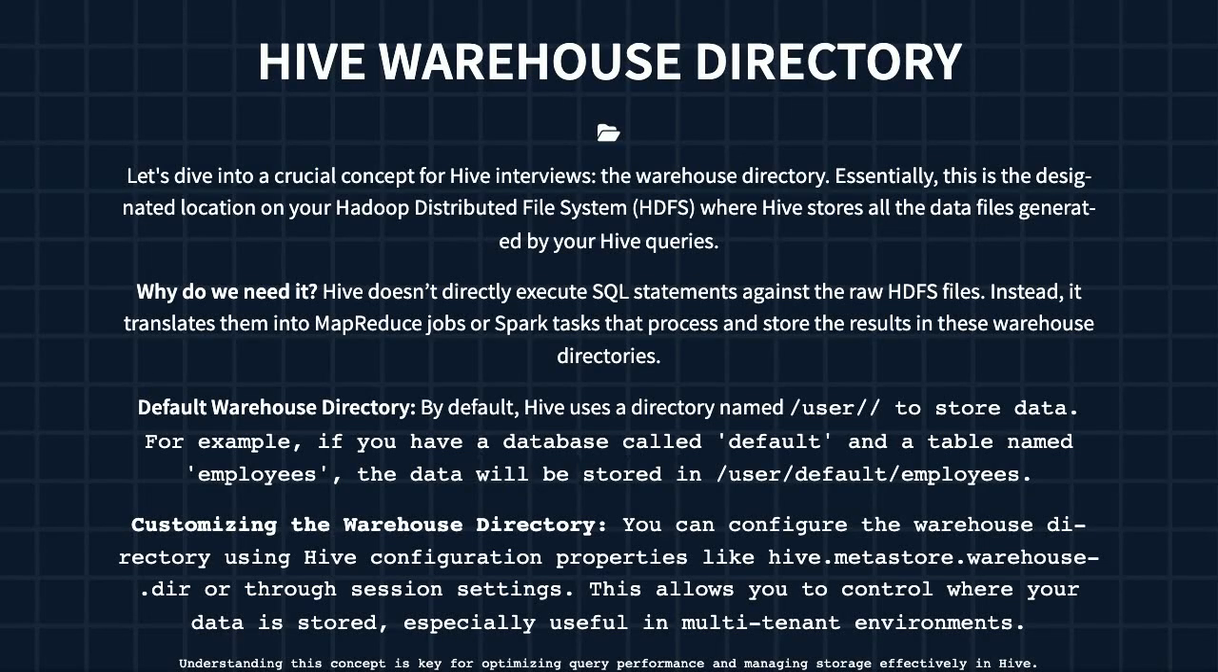Okay, let's talk about the warehouse directory. It's a really important part of how Hive works. Think of it as Hive's dedicated home base on HDFS, where all the data from your queries get stored. It doesn't just run SQL directly against the raw files. Instead, it translates those queries into jobs that process and store the results in this directory. The default location is usually under /user//, but you can actually change this to control where your data lives, which is super handy if you're working with multiple users or need to organize things differently.